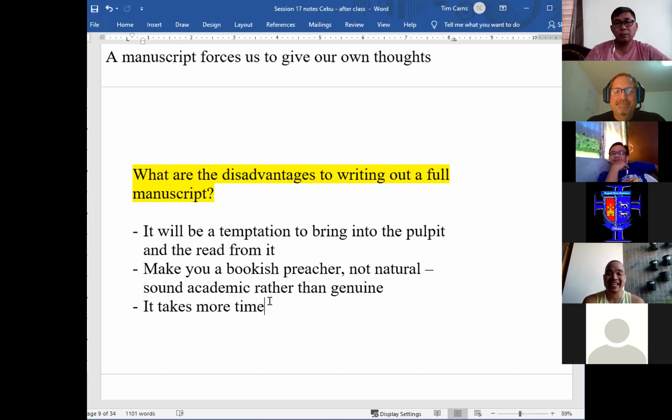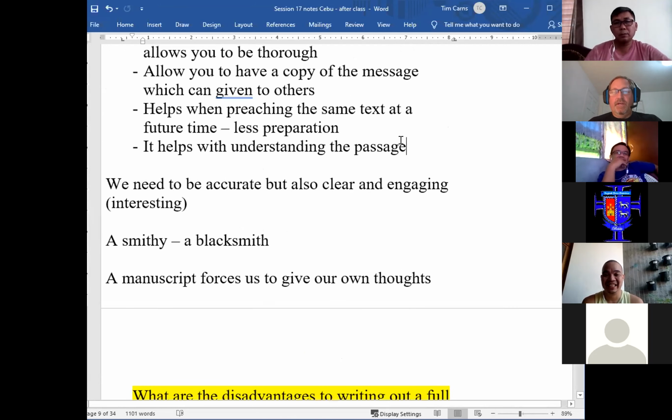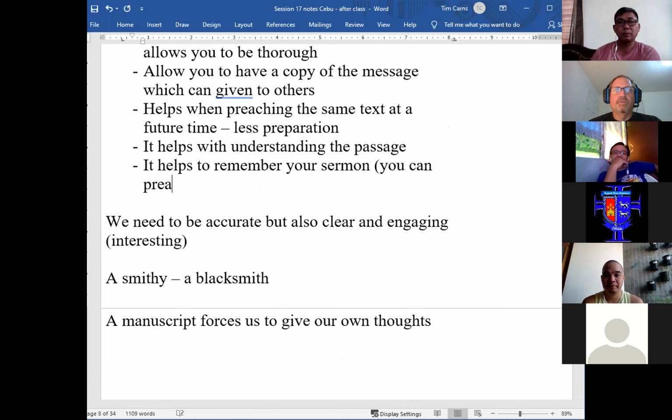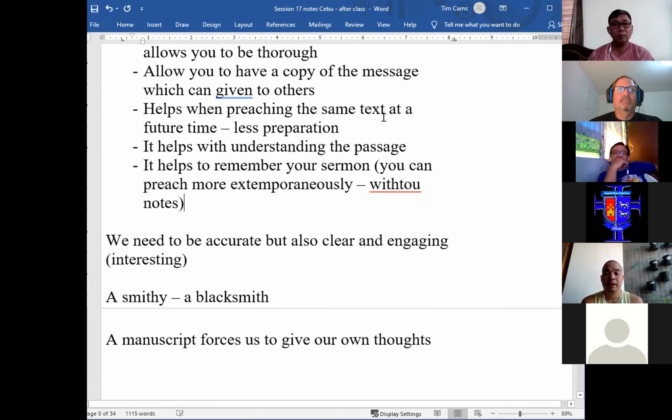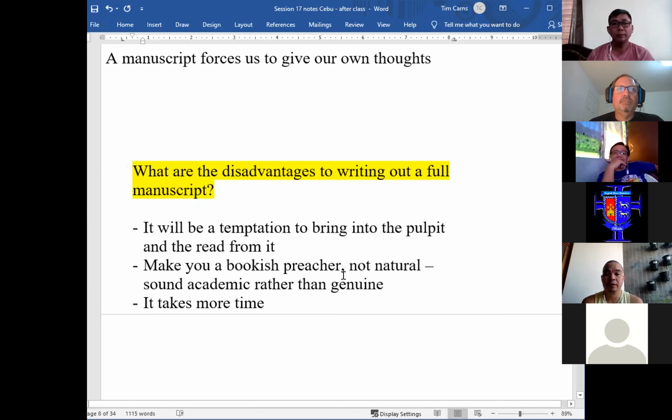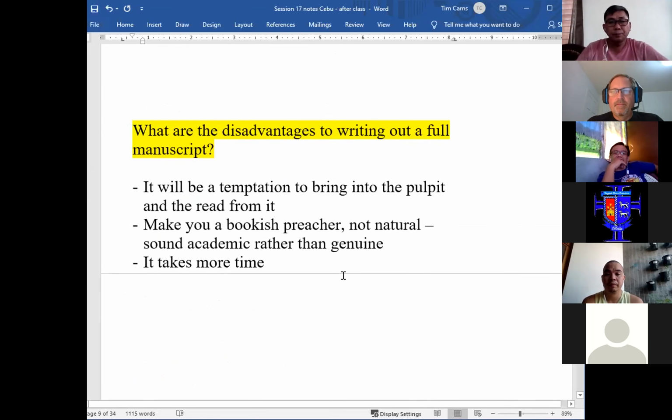Actually, Pastor Tim, one of the advantages of writing a manuscript is that even if you lose your manuscript, you will remember things because you've written it yourself. Yeah, it does actually help to remember your sermon, and you can preach more extemporaneously, meaning without notes. I don't know if I spell this right. When we are writing, actually, there is an incremental learning taking place.